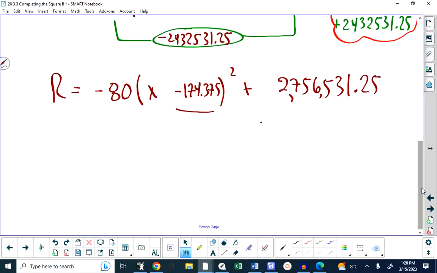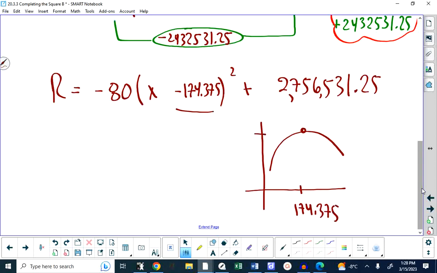So this is a parabola that opens down with its vertex at 174.375, comma, 2,756,531.25 for a y coordinate. Okay? So let's break this down. What is the maximum revenue? It's this number.